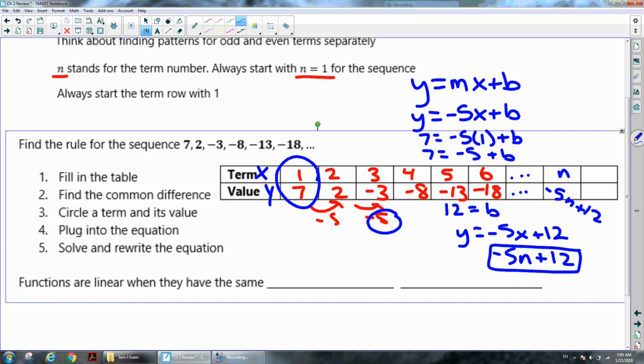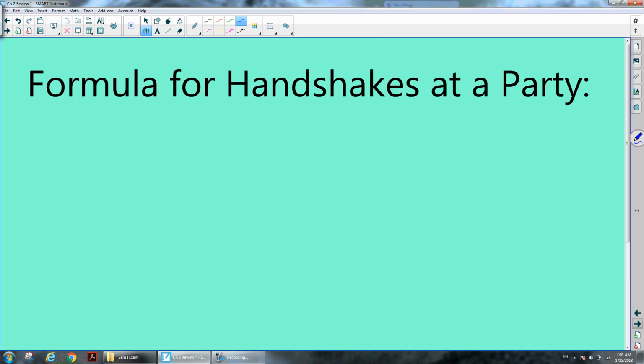So functions are linear when they have the same common difference. That means that they have the same slope. If you were to graph it, it'd be linear. Okay, so sometimes you're going to have a table that increases or decreases by the same number. Other times you might have a table that does not increase or decrease by the same number.